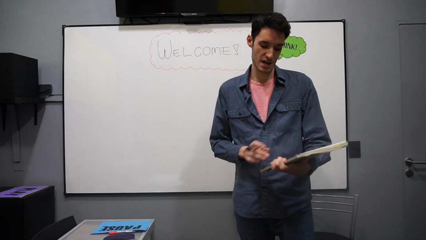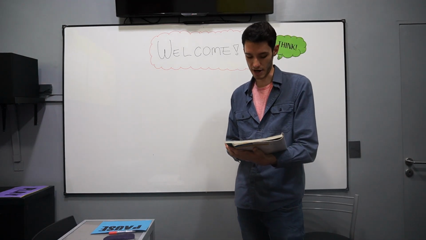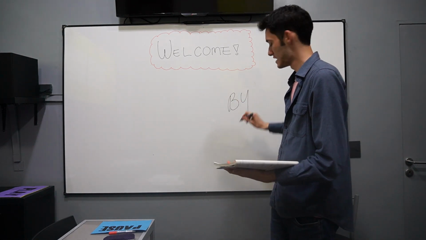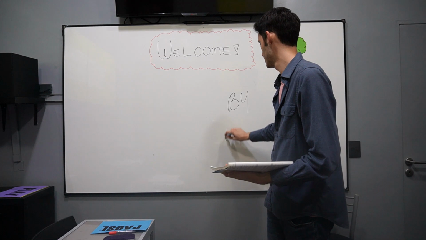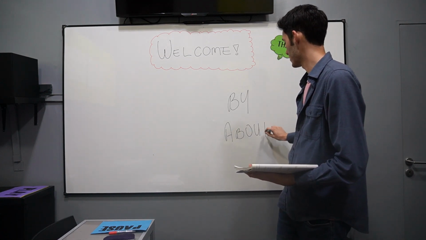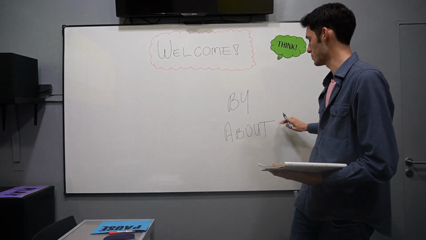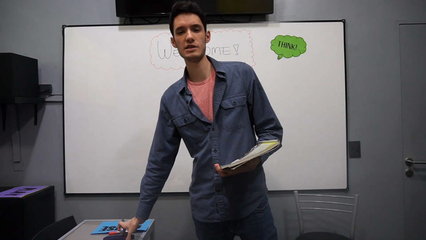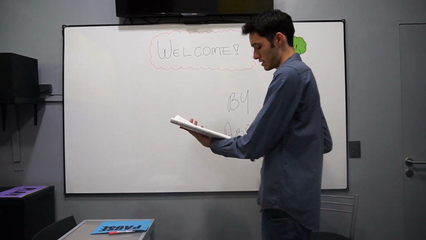The next one, we have embarrassed. Embarrassed, this is obviously a negative adjective. We have embarrassed by and embarrassed about. Embarrassed by and embarrassed about. Those are our two options. Let's go to the next one.